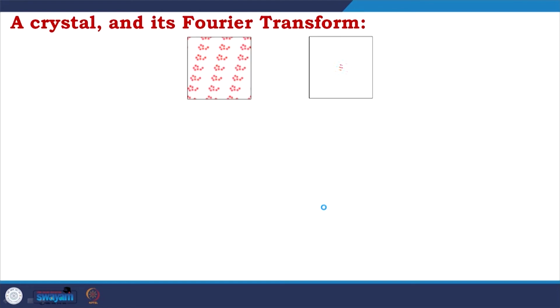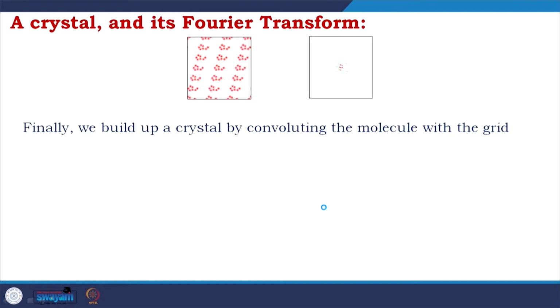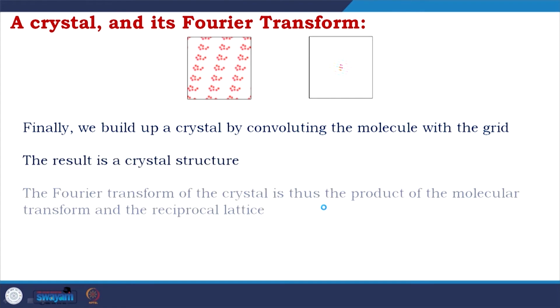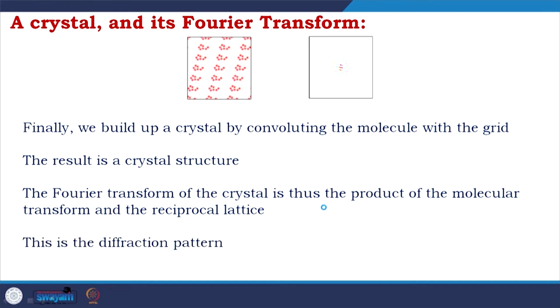Now, we are going from there to crystal and we start getting a pattern. Finally, we build up a crystal by convoluting the molecule with the grid. The result is a crystal structure. The Fourier transform of the crystal is thus the product of the molecular transform and the reciprocal lattice. We also talked about this, and this is the diffraction pattern.